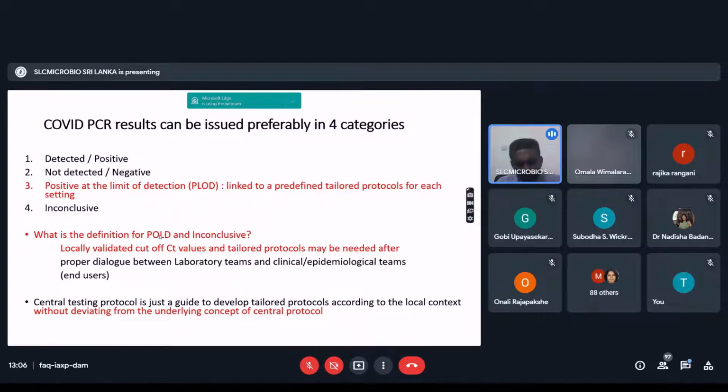Actually, it is not only my suggestion. I know some overseas laboratories also practice this concept. They issue results as positive, negative, positive at the limit of detection, and inconclusive. So this third category, you can put any name. At the moment, I don't use this name because it might be confusing unless there is a predefined tailored protocol. Therefore, in this category, I issue results as inconclusive, please repeat.